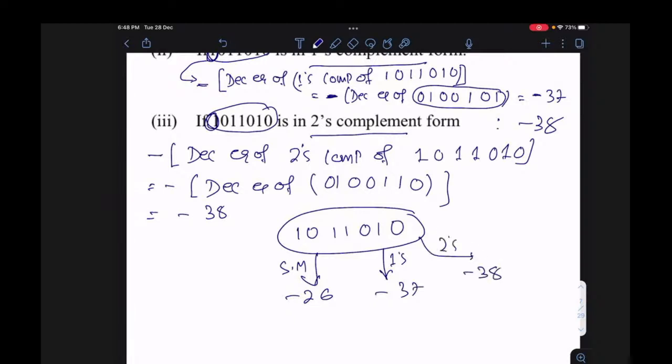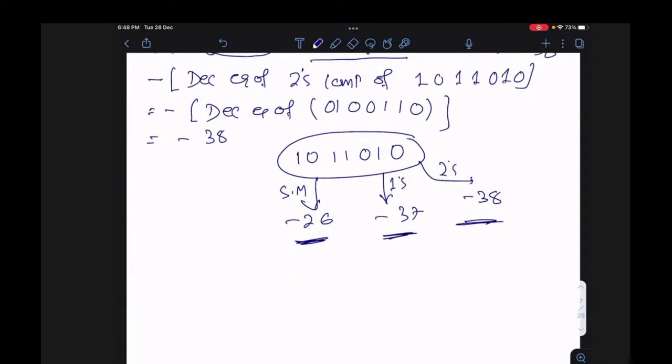So you have to see the question carefully. The given number is in which form, whether it is in sign magnitude form, 1's complement form, or 2's complement form. The answer will vary. This year, I think one question they have given in terms of PQR and some twist they have played, but ultimately this is the technique. Hopefully this is clear.